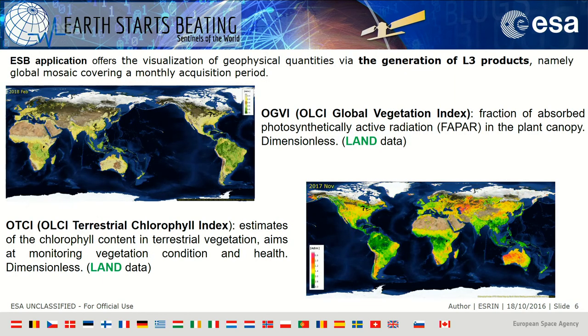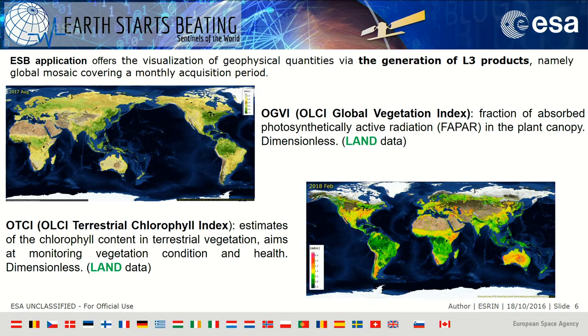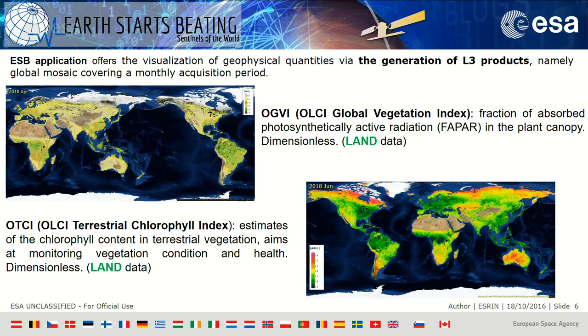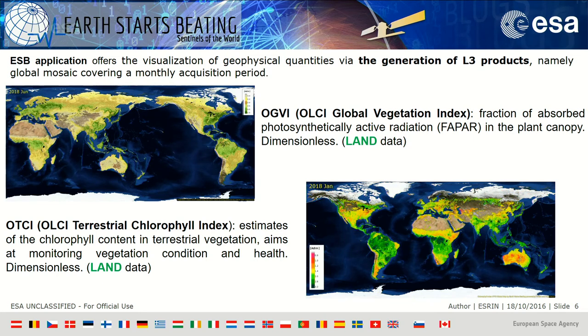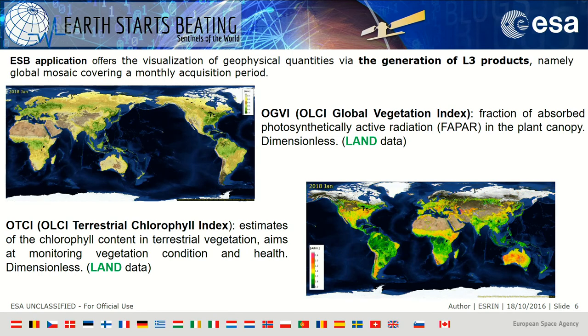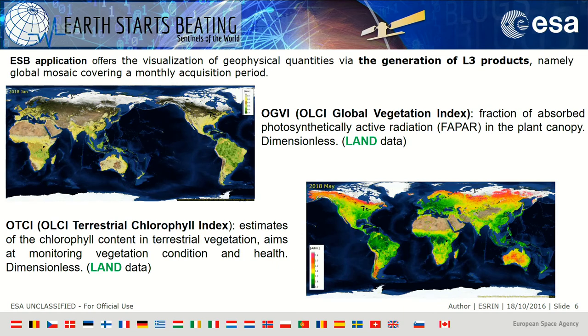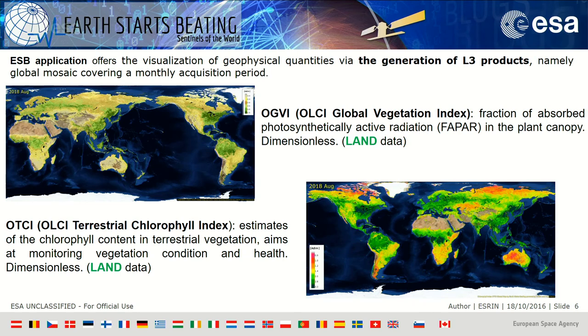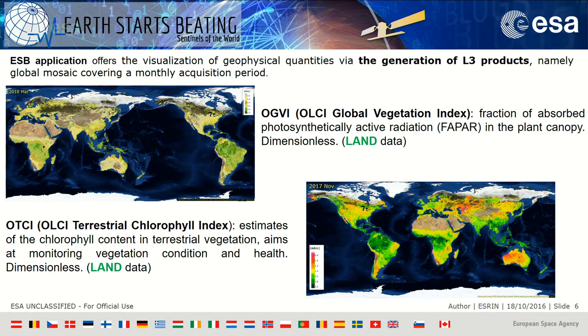These are some examples of this global coverage. In the first image, you can see the global vegetation index. It is a dimensionless index of the amount of vegetation on the globe. These are monthly maps, so there is a lot of data acquired by the Sentinel-3 instrument. This is the combination of different products during one month of data. Typically, these are cloud-free images that are combined and adapted on the map.